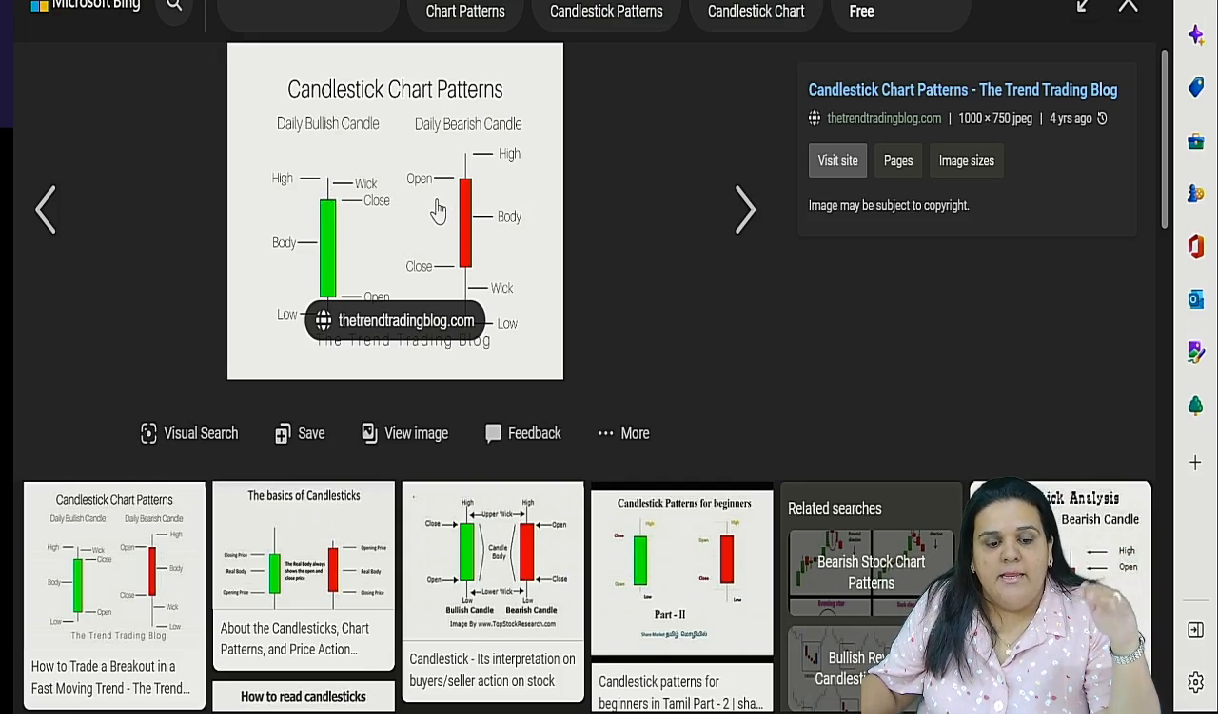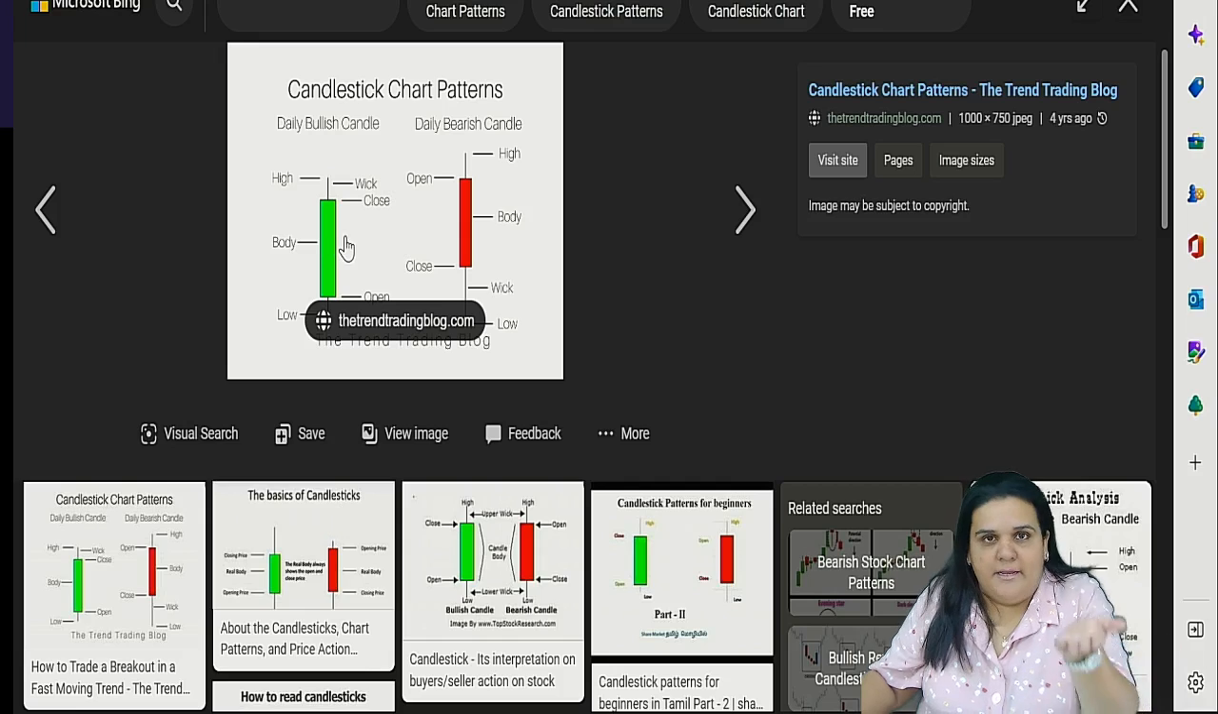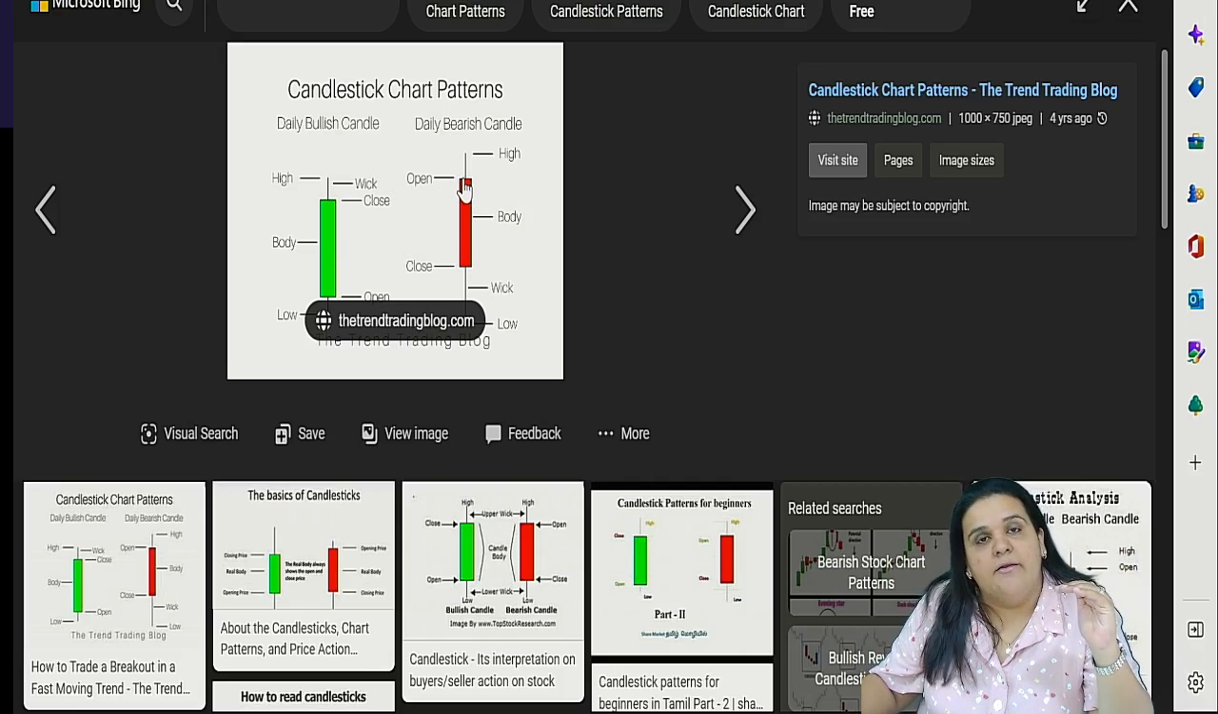Similarly, the daily bearish candle. If you see, this was a bullish candle where the price is rising. In a bearish candle, what happens? It had opened at a really high price, opened here, and then it closed at the low price. It also went higher than the open and lower than the close. But this is a bearish candle.